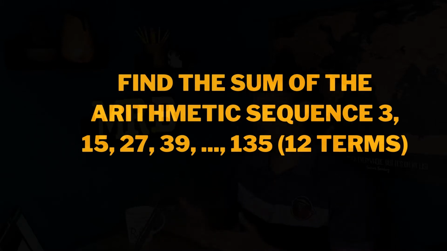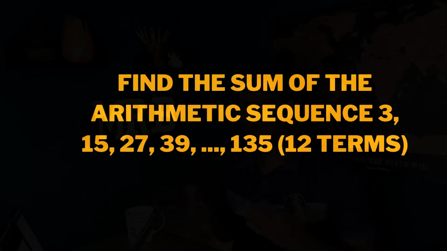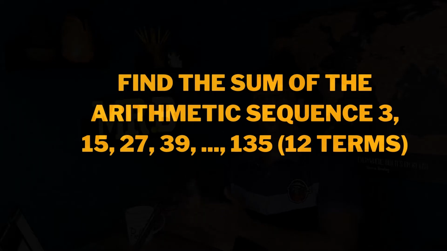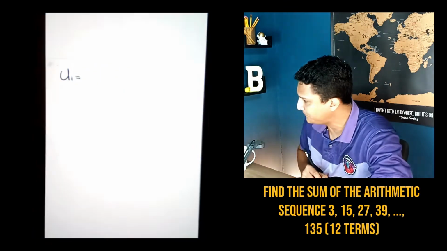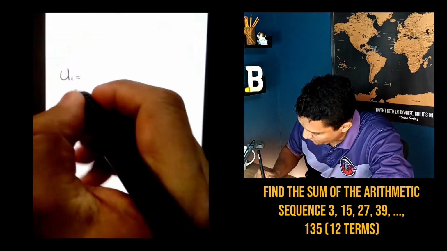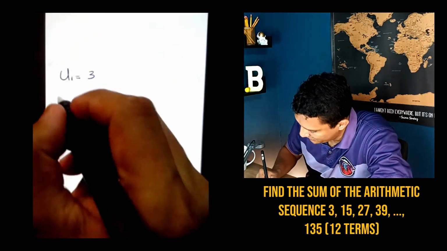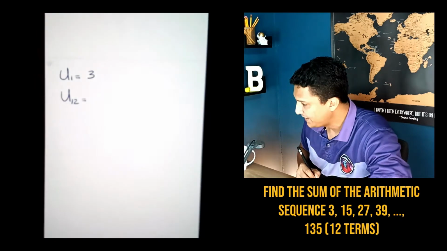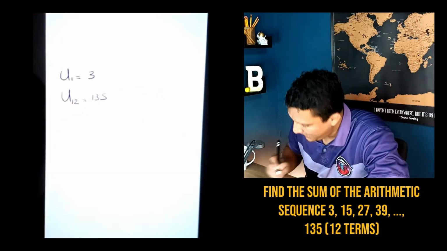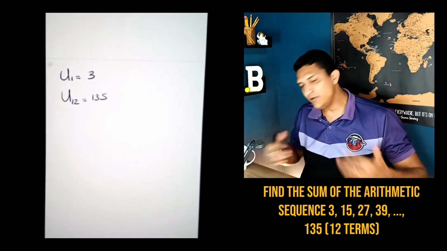So with that, we already know that 135 is going to be u12. Because the last term of the sequence is given, we're going to work with the second formula. I'm going to start by writing the information that I have. I know that the first term is 3, and I know that the last term, which is the 12th term, is 135. And by having this, I don't need anything else.